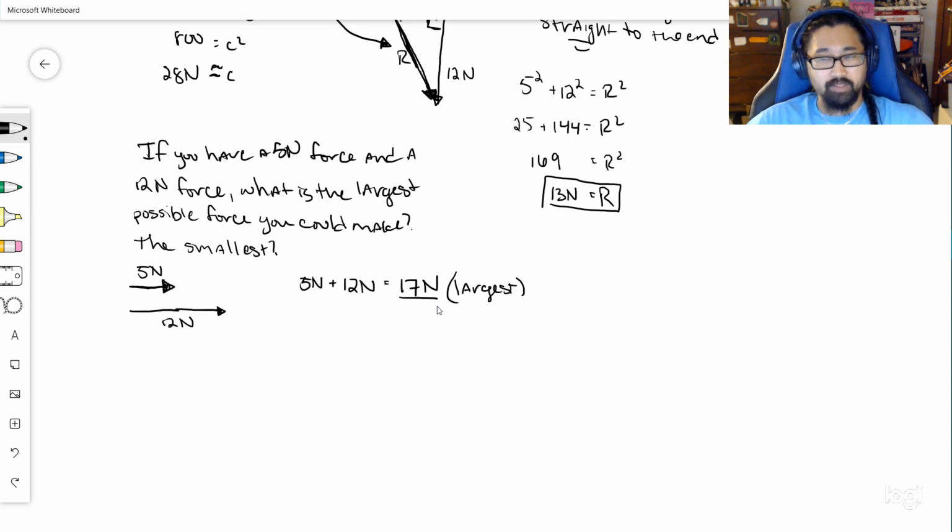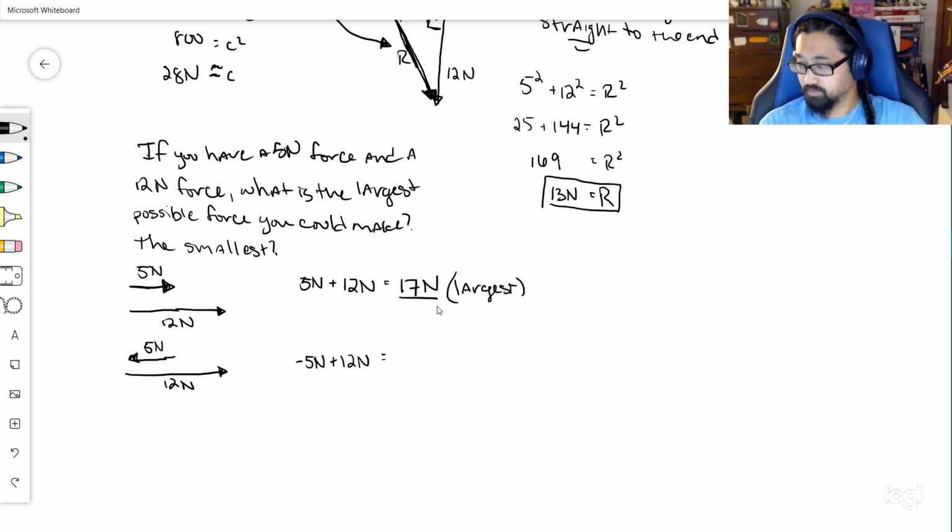If I wanted them to be the smallest, what's the smallest force that I can make? Then I need them pointing in opposite directions. So instead, let's say that the 5 newton force is going this way, the 12 newton force is still going this way. Well, that would be like negative 5 newtons plus 12 newtons, right? And that's only 7 newtons. That's the smallest possible force I can make.